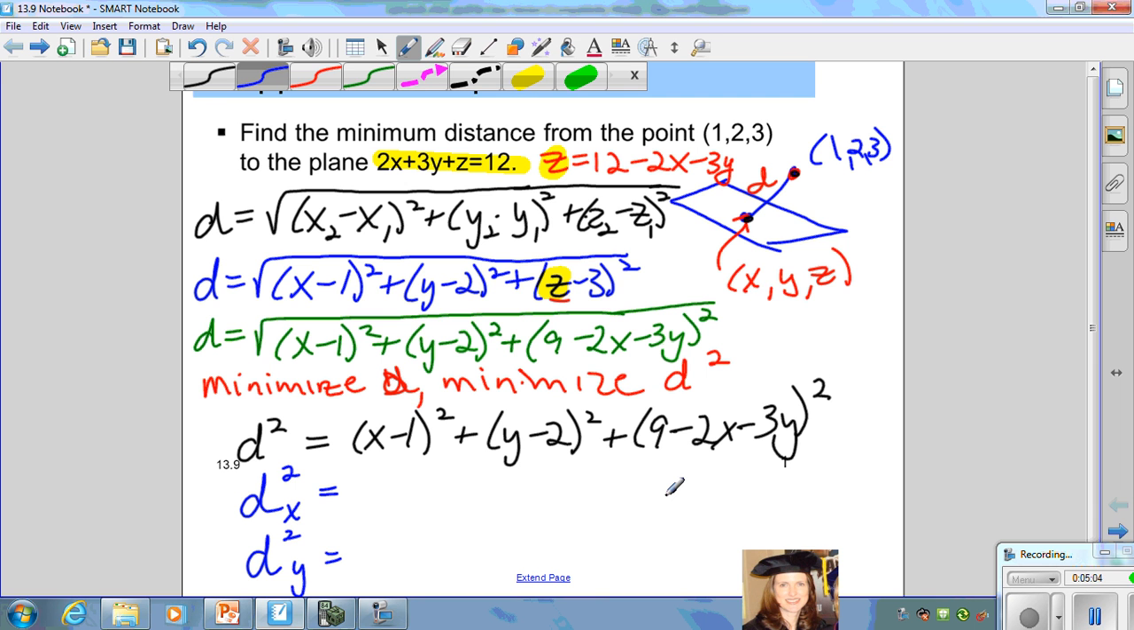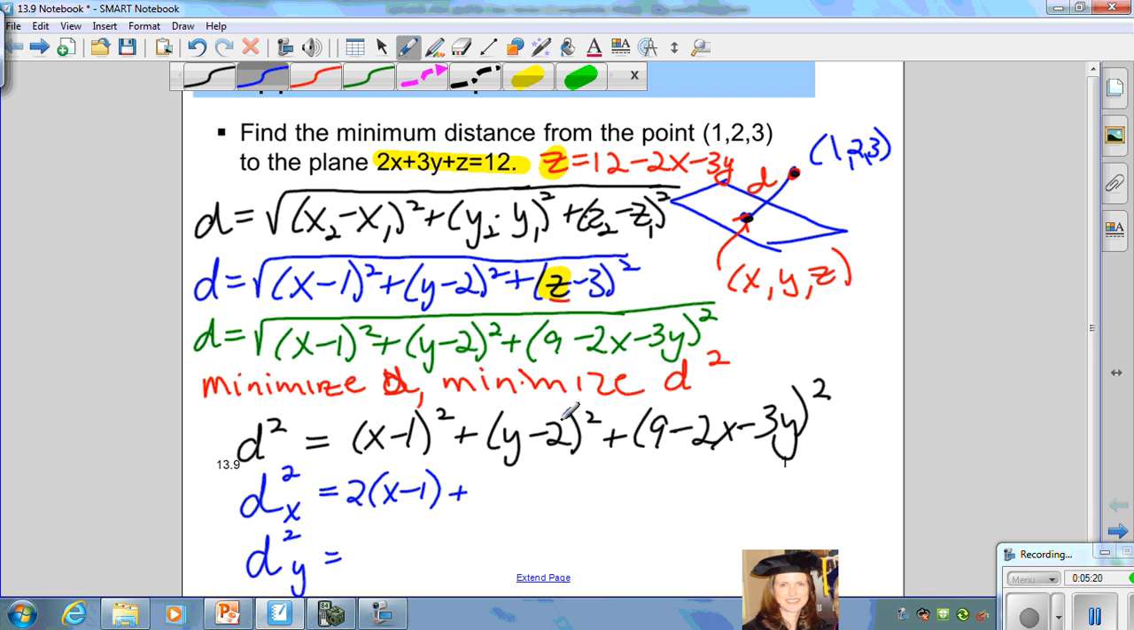When you find the partial derivative of this d squared function with respect to x, you can use the chain rule here. When you use the chain rule, you get 2 times the quantity x minus 1 plus, again, you're treating x as a variable here, treating y as a constant.